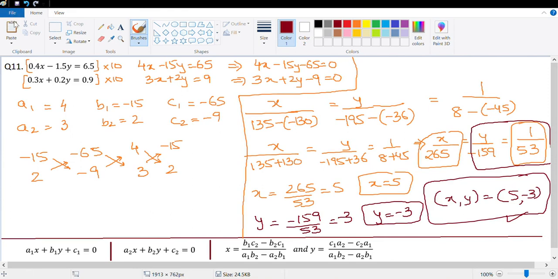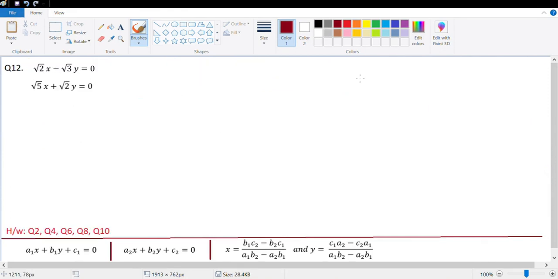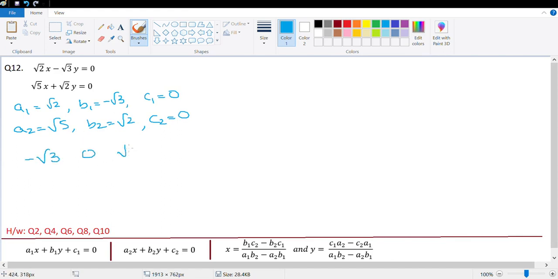Good, that brings me to the last question of this exercise, which is question number 12. This time, this is in the square root form. So a1 is equal to root 2, b1 is equal to negative root 3, c1 is 0, a2 is root 5, b2 is root 2, and c2 is 0. Putting it in the BCAB form, so negative root 3, 0, root 2, negative root 3.